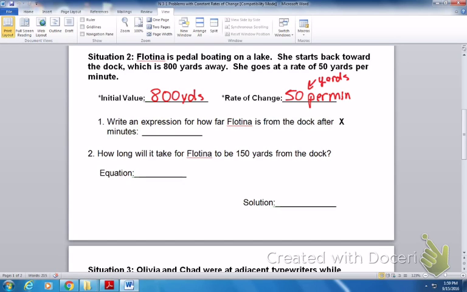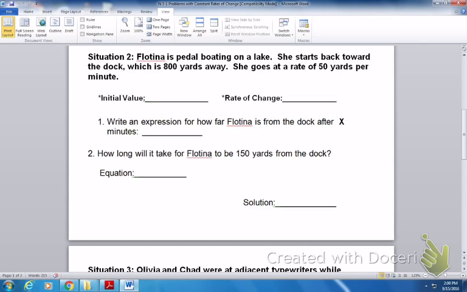Now this one's a little different than the last one. Again, it says write the equation for how far Flotina is from the dock after x minutes. So it's going to be y equals. We're still going to put our initial value, but you have to think logically. If we are going back towards something, our distance is getting smaller. So we're going to be subtracting. And in this case, we're going to be subtracting 50 yards per minute, but we don't know how many minutes it's going to take her. That's where our x comes in.